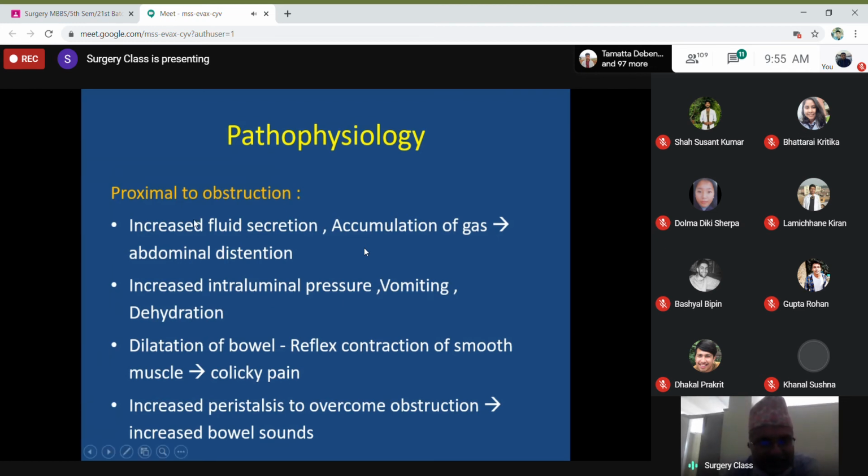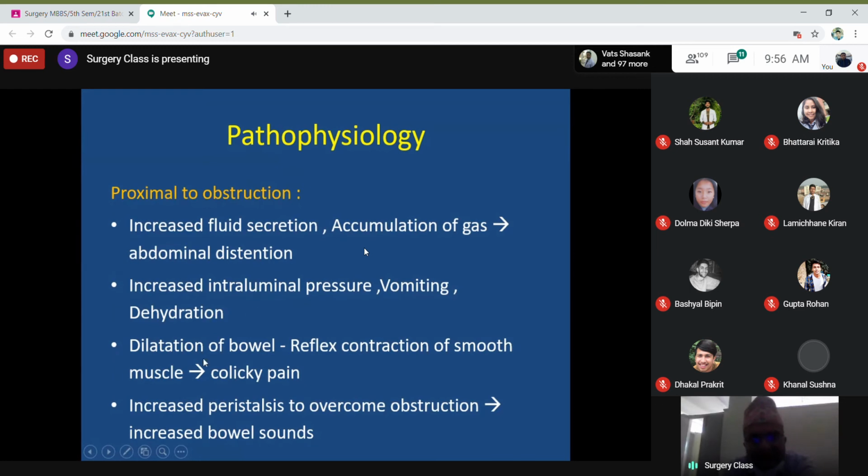Okay, so let's see in these slides. Proximal to the obstruction, because the fluid and the gas cannot pass distally, there is accumulation of an excessive amount of fluid and gas, which results in abdominal distension. Then gradually there is an increase in the intra-abdominal pressure and there is reflex vomiting. The patient will lose a lot of fluid through vomiting and will develop dehydration.